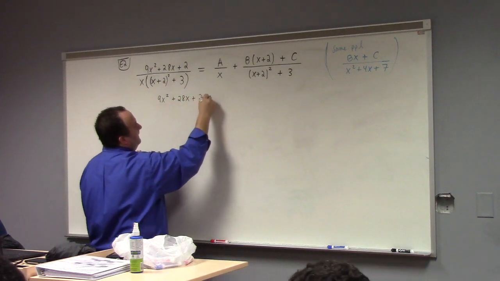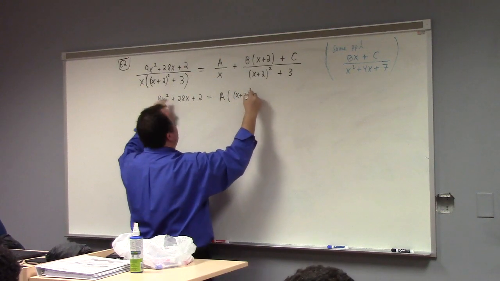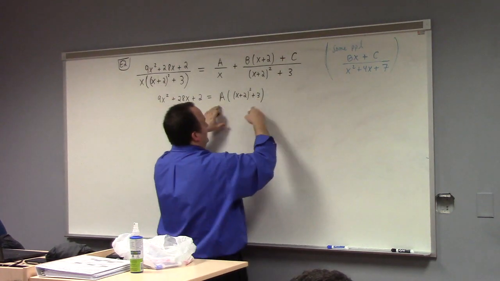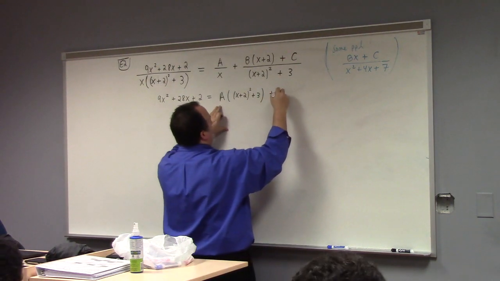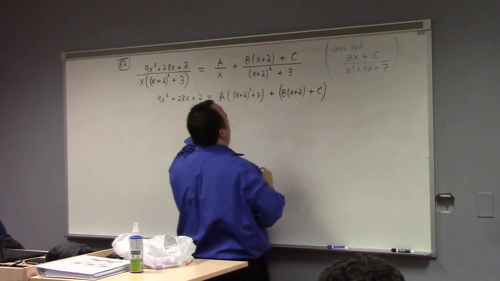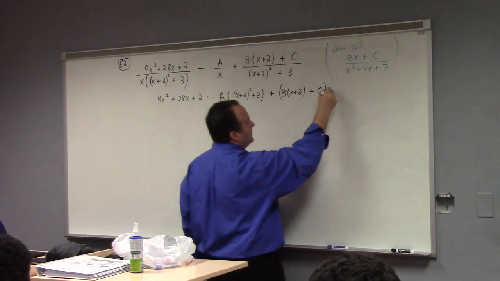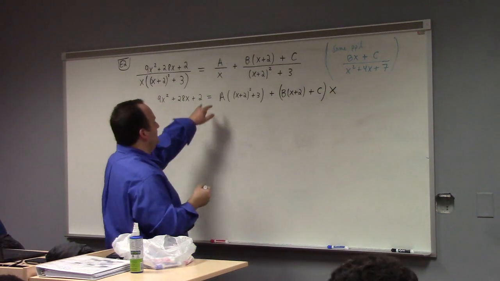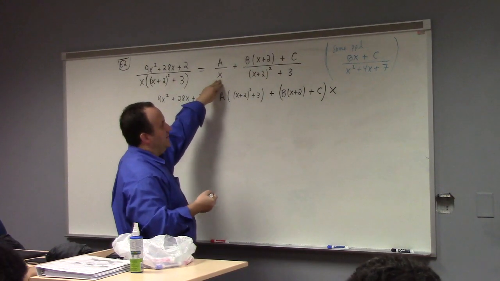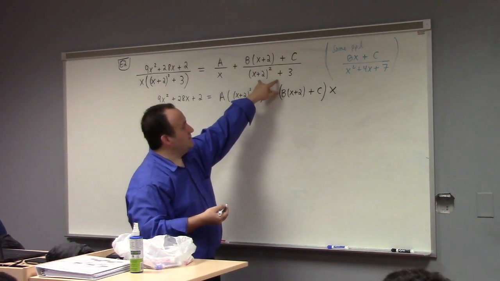28x plus 2 is A times x plus 2 squared plus 3, which of course you could also write as x squared plus 4x plus 7, but it will serve us to write it this way. And then plus B times x plus 2 plus C, all times x, right. So what's going on here is the x canceled on the A term, and then the denominator canceled on the Bx plus C term.